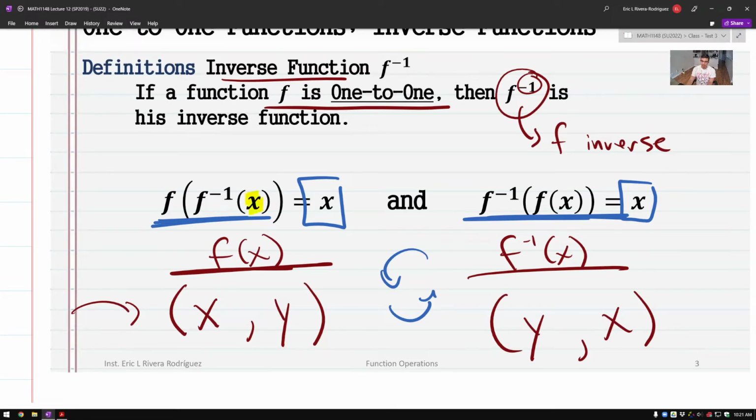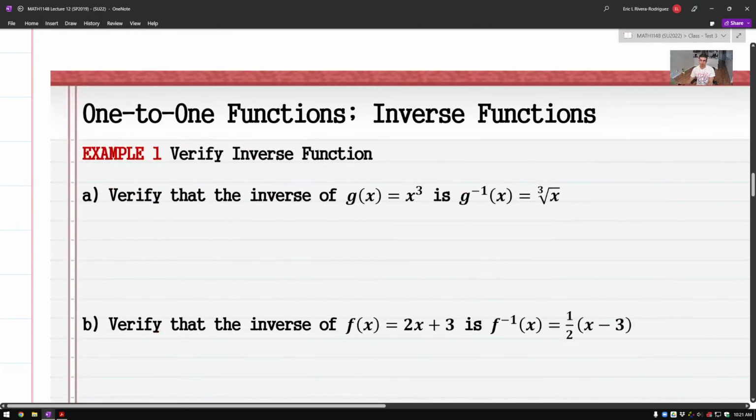So the input here is x, right? Well, see that the equation is x. The input here is x, and the equation is x. Basically, they cancel each other, and what is left is going to be the input itself. This is the definition. Let's see examples so we can understand this better.